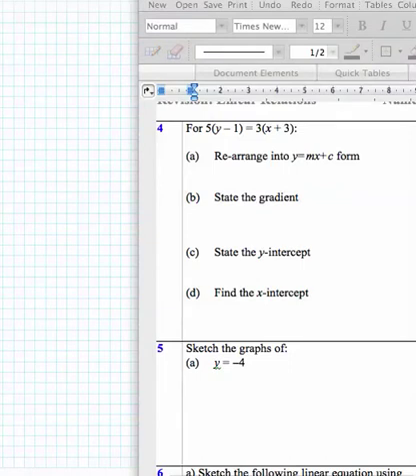Now we're on to question 4. Question 4 asks us, we're given the equation, and even though it's got brackets and it looks way different from y equals mx plus c, it is still a linear equation. And we know that an equation is linear when the powers of y and x are always 1. So we can rearrange it into this form. So 4a is asking us to rearrange it into y equals mx plus c.